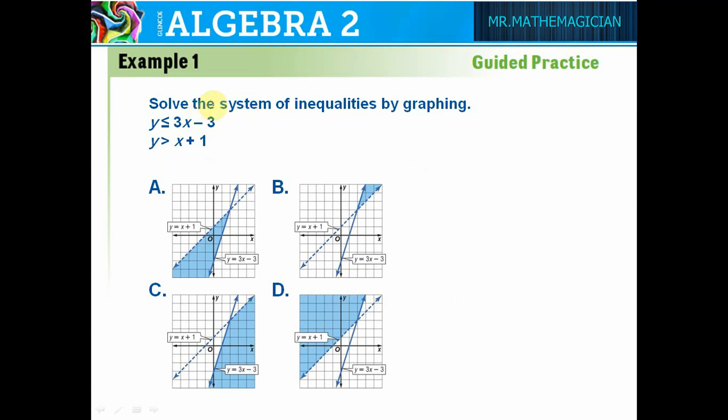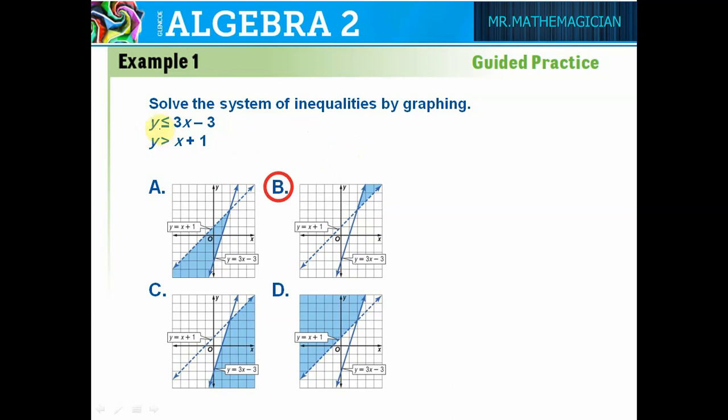Now solve the system of inequalities by graphing y smaller than or equal to 3x minus 3 and y bigger than x plus 1. Pause the video and try to choose the accurate answer, and you will find it B.